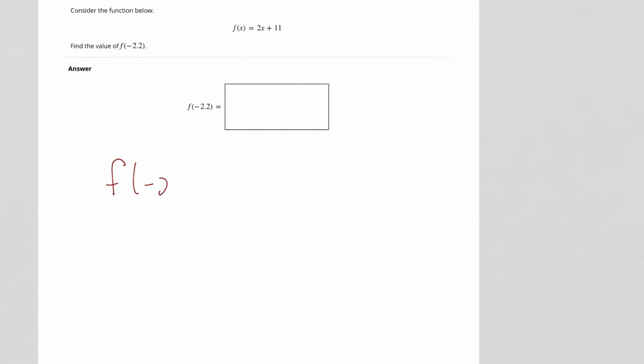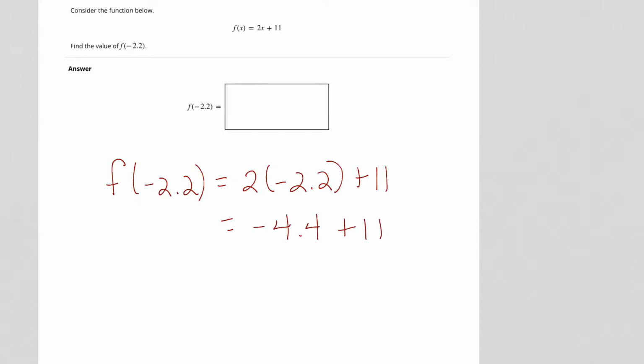F of -2.2 is going to equal 2 times -2.2 plus 11. 2 times -2.2 is -4.4 plus 11. Gives me F of -2.2 equaling 6.6.